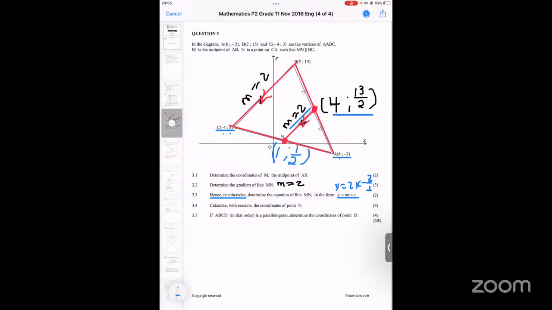Yes, sir. Mm-hmm. Yes, sir. Does it make sense to everyone? What would be the reasons, or do we just calculate the midpoint?